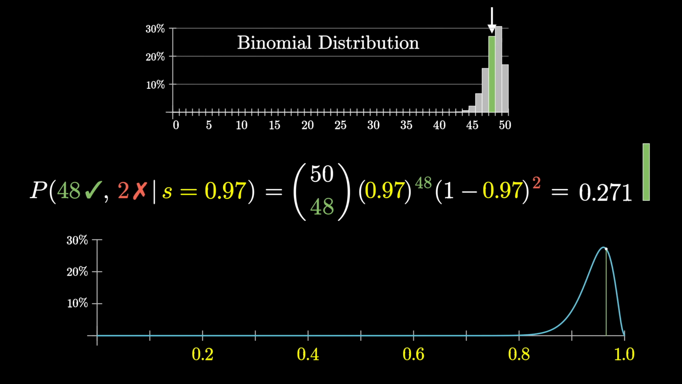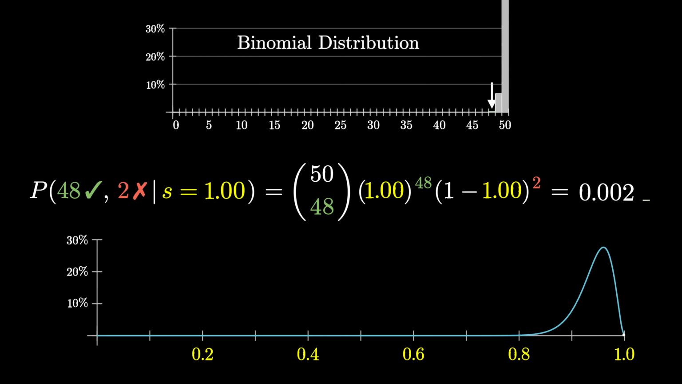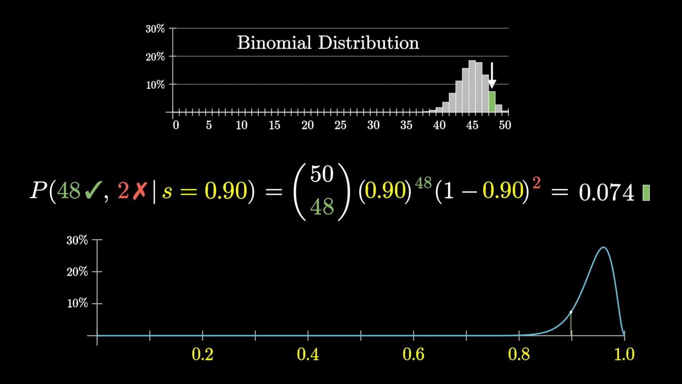As s increases, it kind of peters out, going to 0 as s approaches 1, since someone with a perfect success rate would never have those 2 negative reviews. Also, as you move to the left, it approaches 0 pretty quickly. By the time you get to s equals 0.8, getting 48 out of 50 reviews by chance is exceedingly rare. It would happen 1 in 1,000 times.